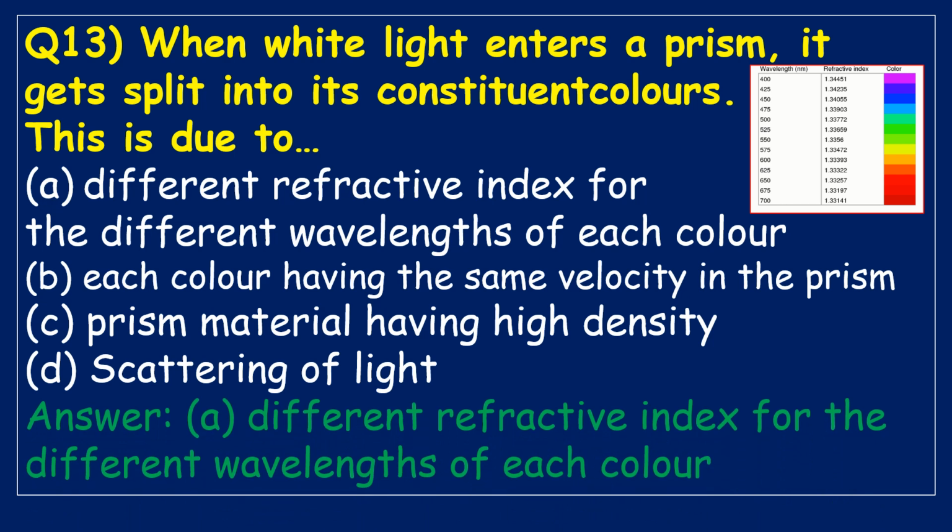Option A, different refractive index for the different wavelengths of each color. This is the reason we can see white light splitting into 7 colors when it passes through a transparent medium.